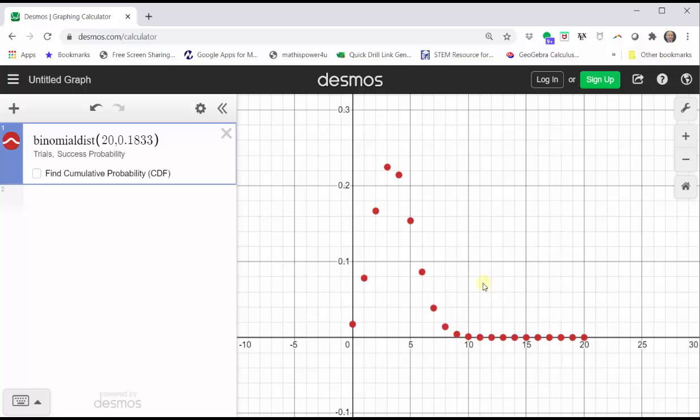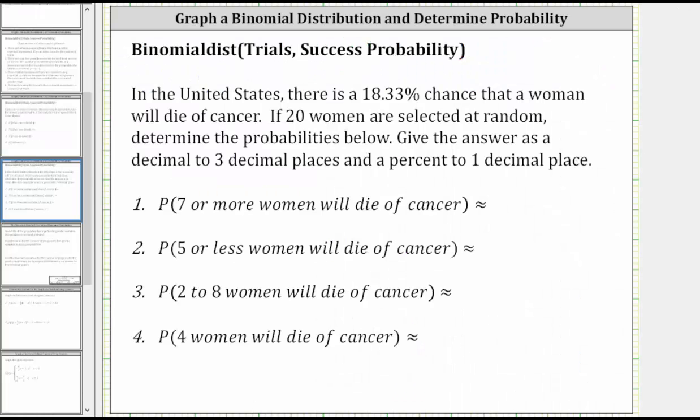If we want to change the color of the graph, we can click and hold on the red circle and change the color. Let's go ahead and select purple, click outside the menu to close. From here, if we want to click on any of the points, we can find the corresponding probability for that number of women dying of cancer out of the 20 selected. So for example, if we click this point here, notice the ordered pair is 2, 0.1668, which indicates the probability of 2 women dying of cancer out of the 20 selected is approximately 0.167 or 16.7%.